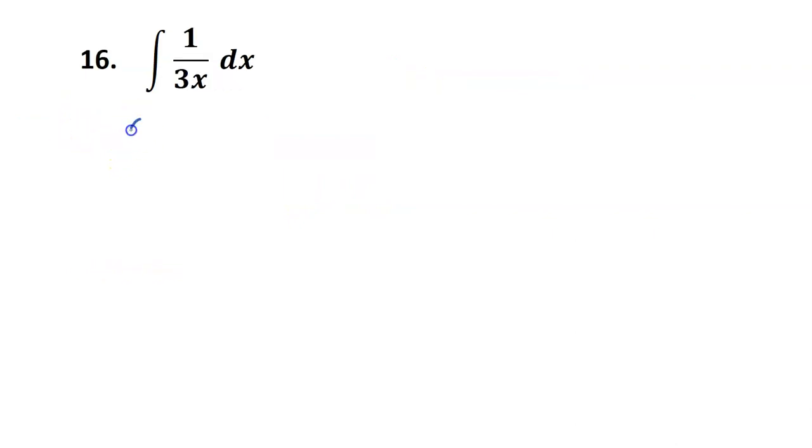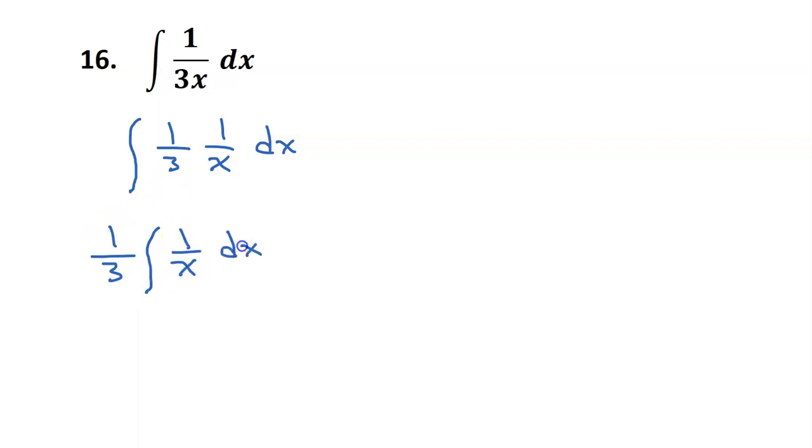Looking at number 16, you can easily see that 1 over 3x is the same thing as 1/3 times 1 over x. I normally wouldn't even show this step, but I want to make it clear that I can take the 1/3 and put it out in the front of the integral, and that will leave 1/3 integral of 1 over x dx. And here comes the memorized rule. The integral of 1 over x dx is the natural log of the absolute value of x plus c. And then we still have the 1/3 in the front.